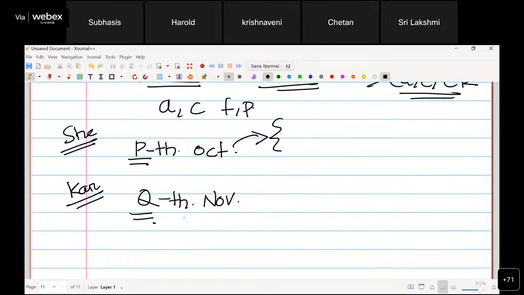1 is a perfect square, 2 squared is 4, 3 squared is 9, then 16, 25. You can't take 6 squared, because you will get 36, so you can't go beyond 25.